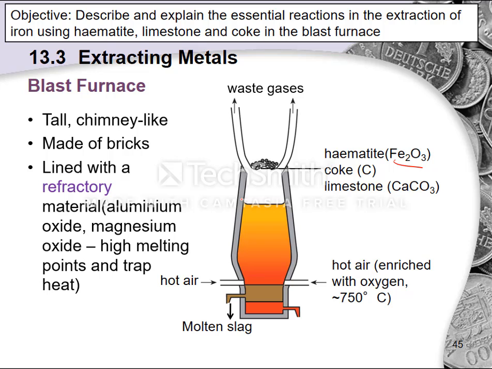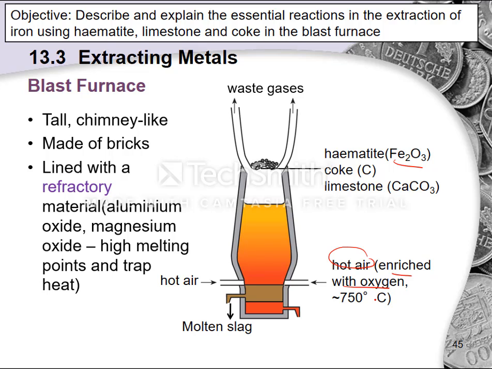Now look at the blast furnace at the bottom. Hot air enters. The hot air is enriched with oxygen. In other words, it contains a slightly higher percentage of oxygen compared to air. Air contains 21% oxygen, and the enriched air probably has 30 or maybe 40% oxygen. And this hot air is preheated to about 750 degrees Celsius, because if cold air goes in, it will cause the temperature to drop.